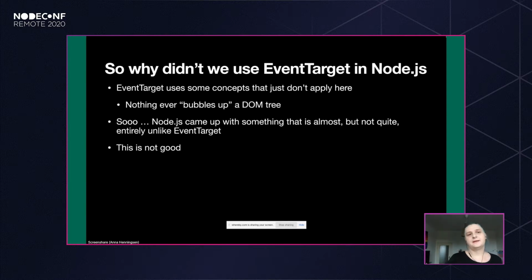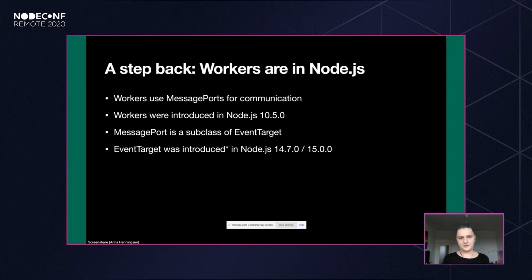Let's take a step back. As you may know, we added workers to Node.js. As you may or may not know, workers use message ports for communication internally. So this is a web API, the MessagePort one, that we try to follow as closely as possible. Workers were introduced in Node 10, but in the browser, MessagePort is a subclass of EventTarget. EventTarget was added this year, if you remember. We added it in Node 14.7 and started exposing it to users in Node 15.